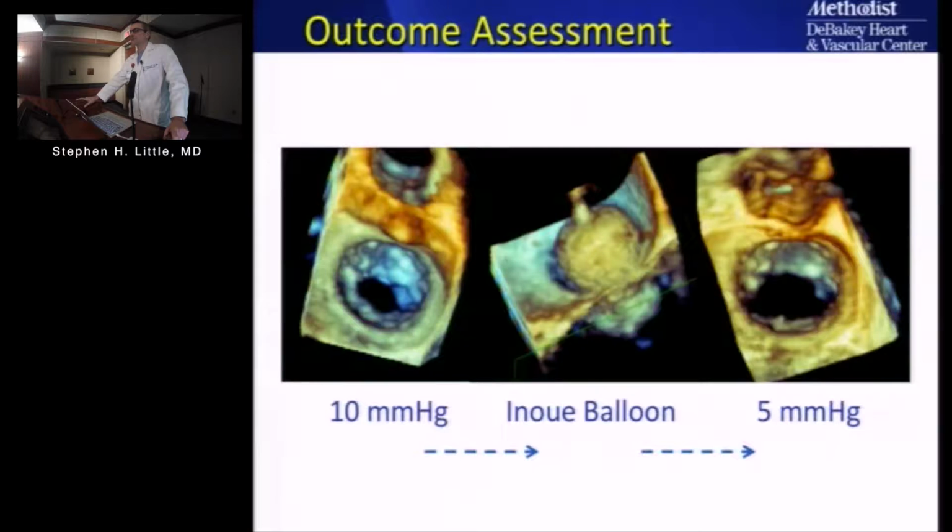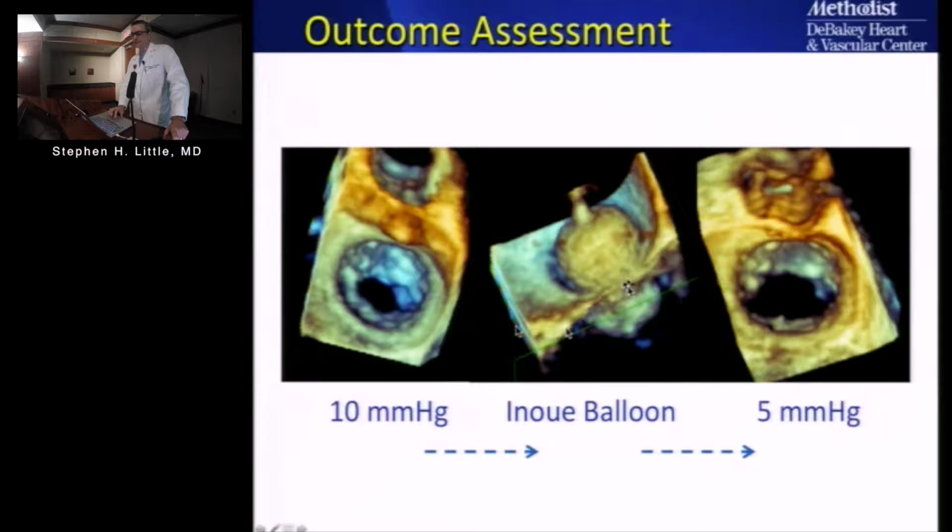So interventional echo really started with this kind of a slide. This is an off-axis 3D TE of mitral stenosis. On the left you see basically commissural fusion. The Doppler showed a 10 millimeter mean diastolic gradient. That's severe MS. The balloon goes up.